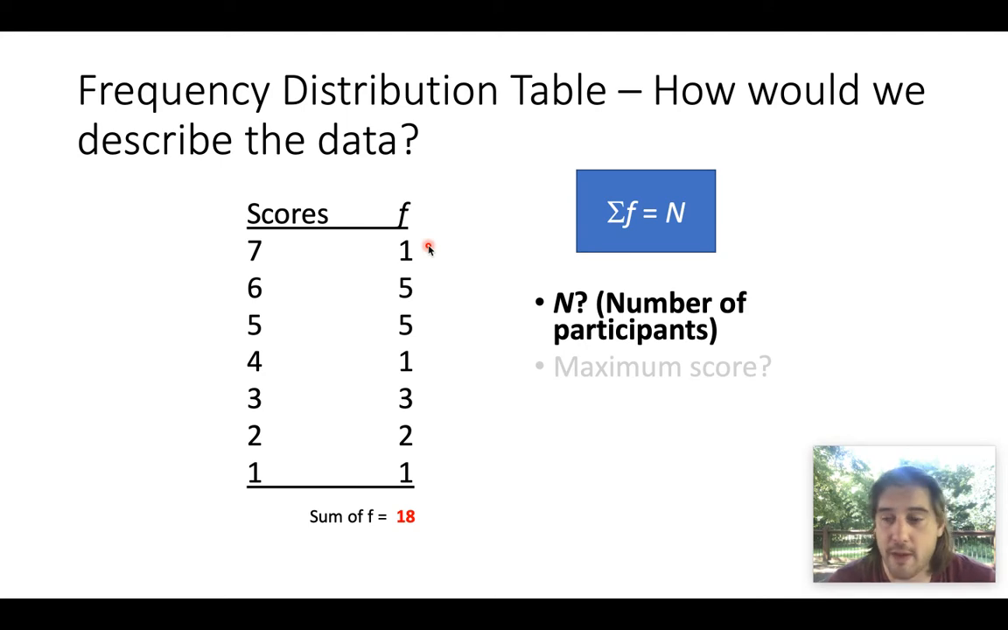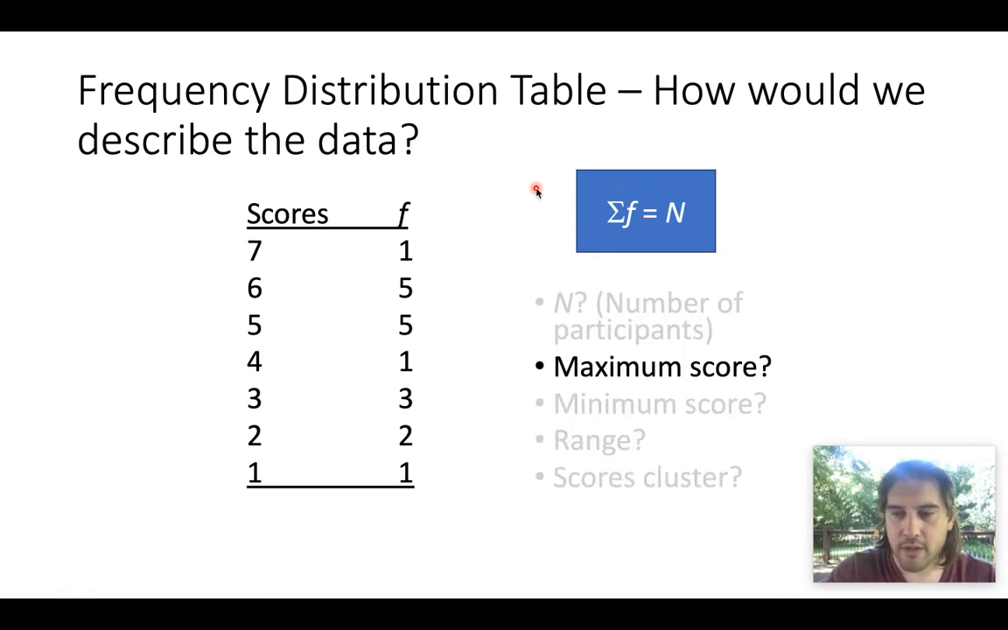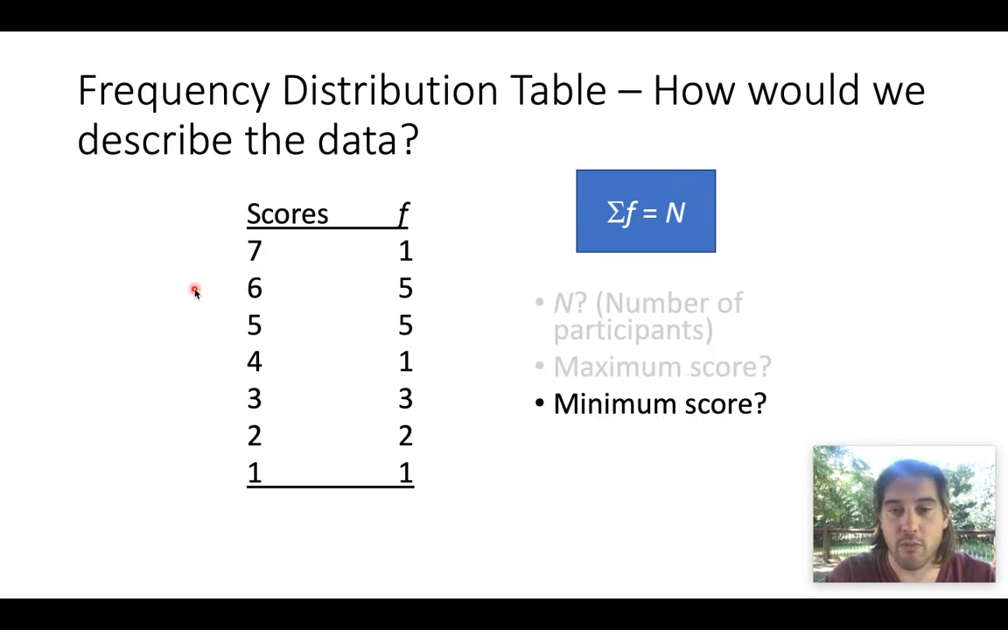The next thing we can do, for example, is determine the maximum score. What is the highest score that someone achieved? Not that was possible, right? This tells us which scores were possible, but what's the highest score that someone actually achieved? So our maximum score was a 7, because we have one person who scored a 7. That's as high as you can get. That's the maximum score. We can move on to the minimum score. The minimum score was a 1 because we had one person who responded with a 1.